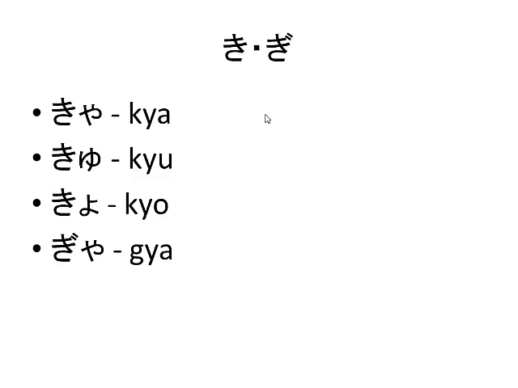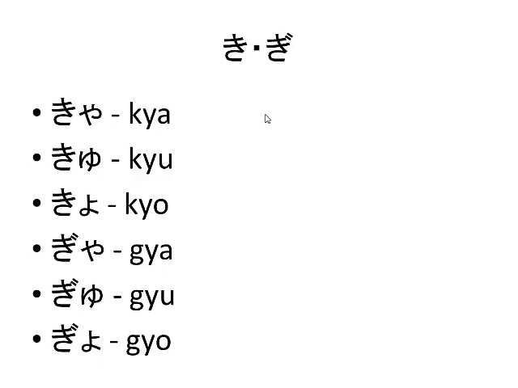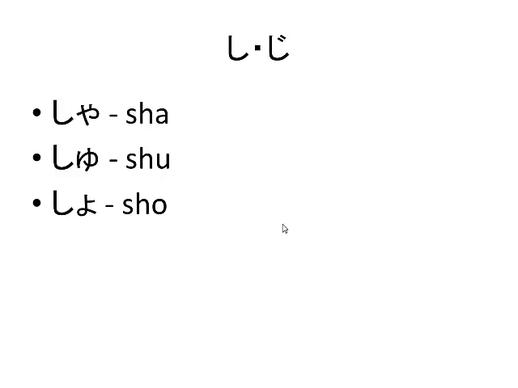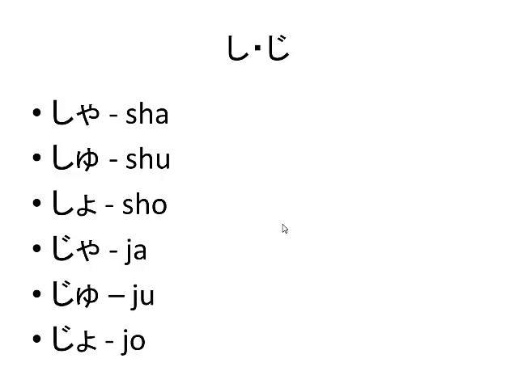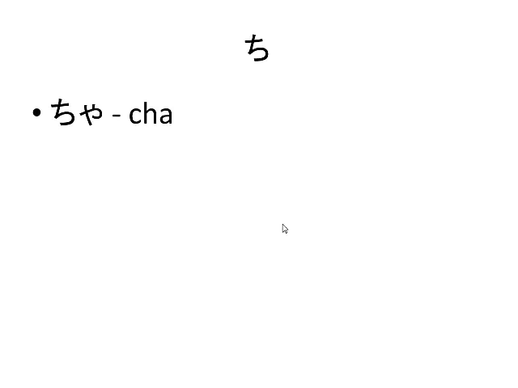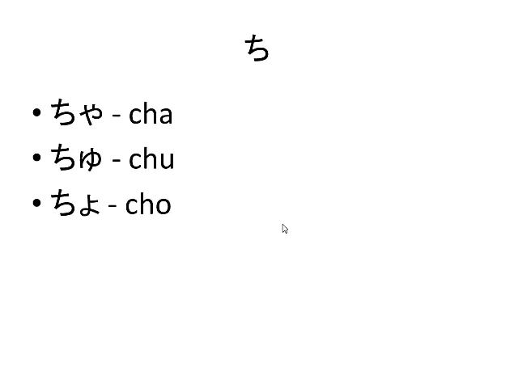For G sounds, gya, gyu, gyo. So already you can see how would I do Tokyo? It would be Tokyo. There's the kyo for it. Next line, shi and ji. Sha, shu, sho. With the J sounds, ja, ju, jo. Chi sounds, cha, chu, cho. Some of you might already know that cha is actually the word for tea. So we have cha, chu, cho.